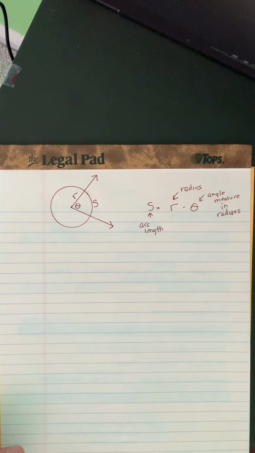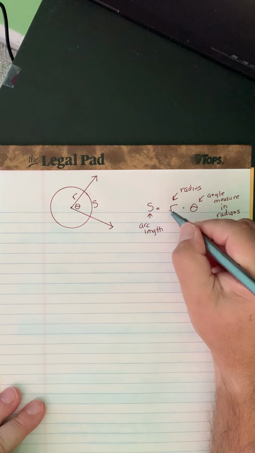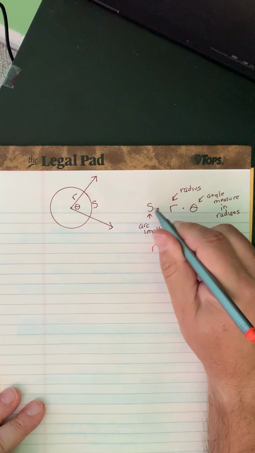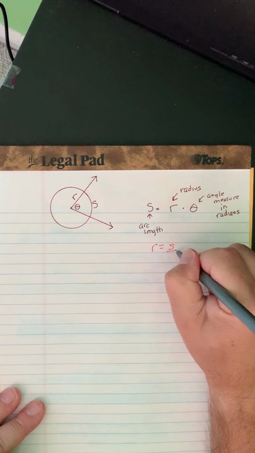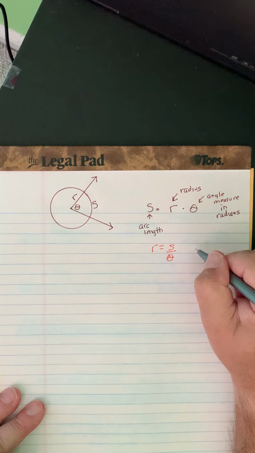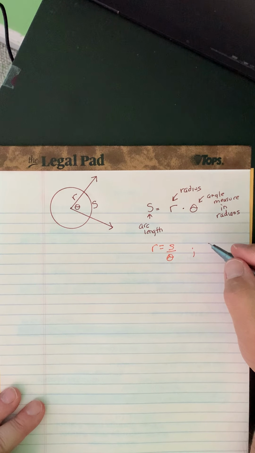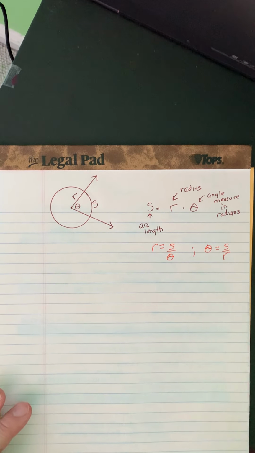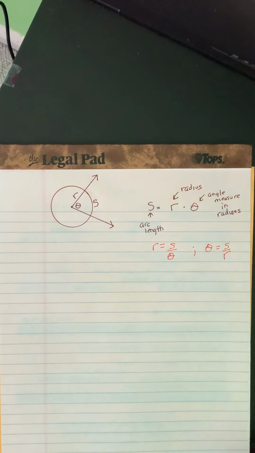Sometimes you have one or the other of these things, so you can manipulate these. If I'm trying to find R, get R by itself: it would be S divided by theta. And if I wanted to get theta by itself, it would be S divided by R. Those are just other options here. One little quick problem, and we'll wrap this up.